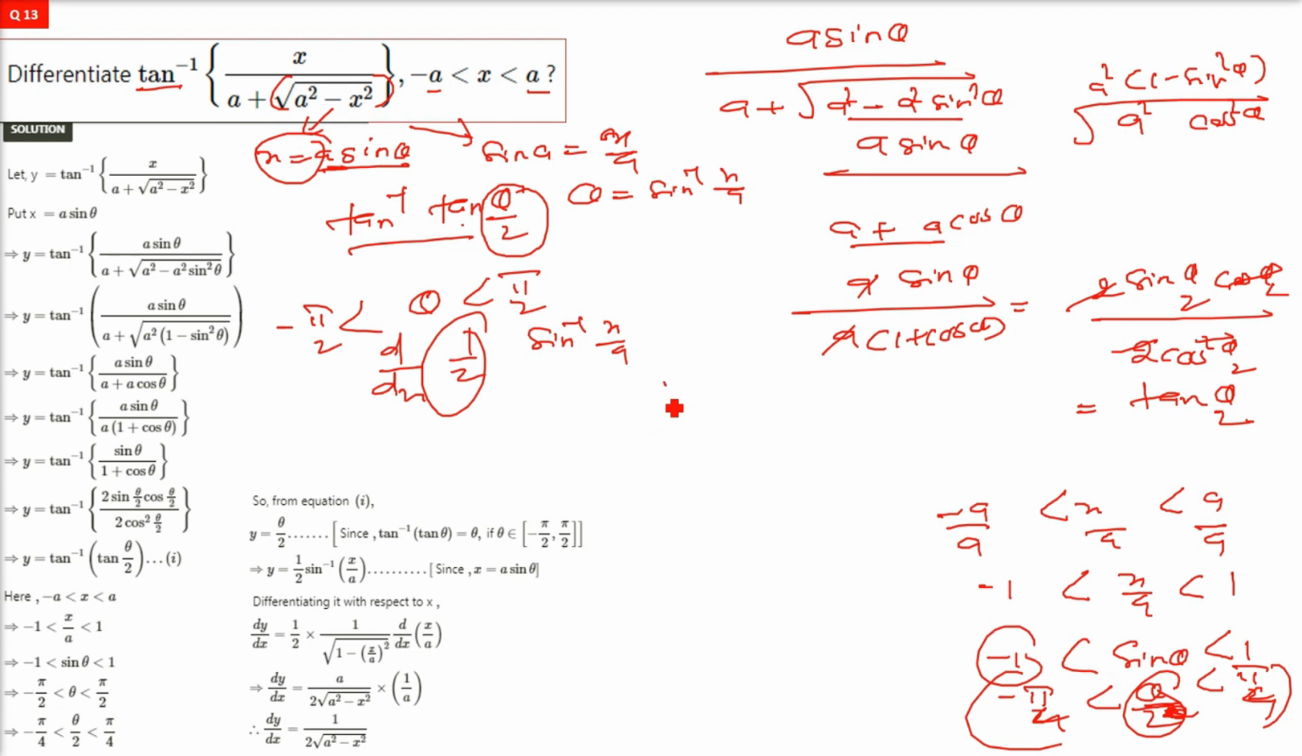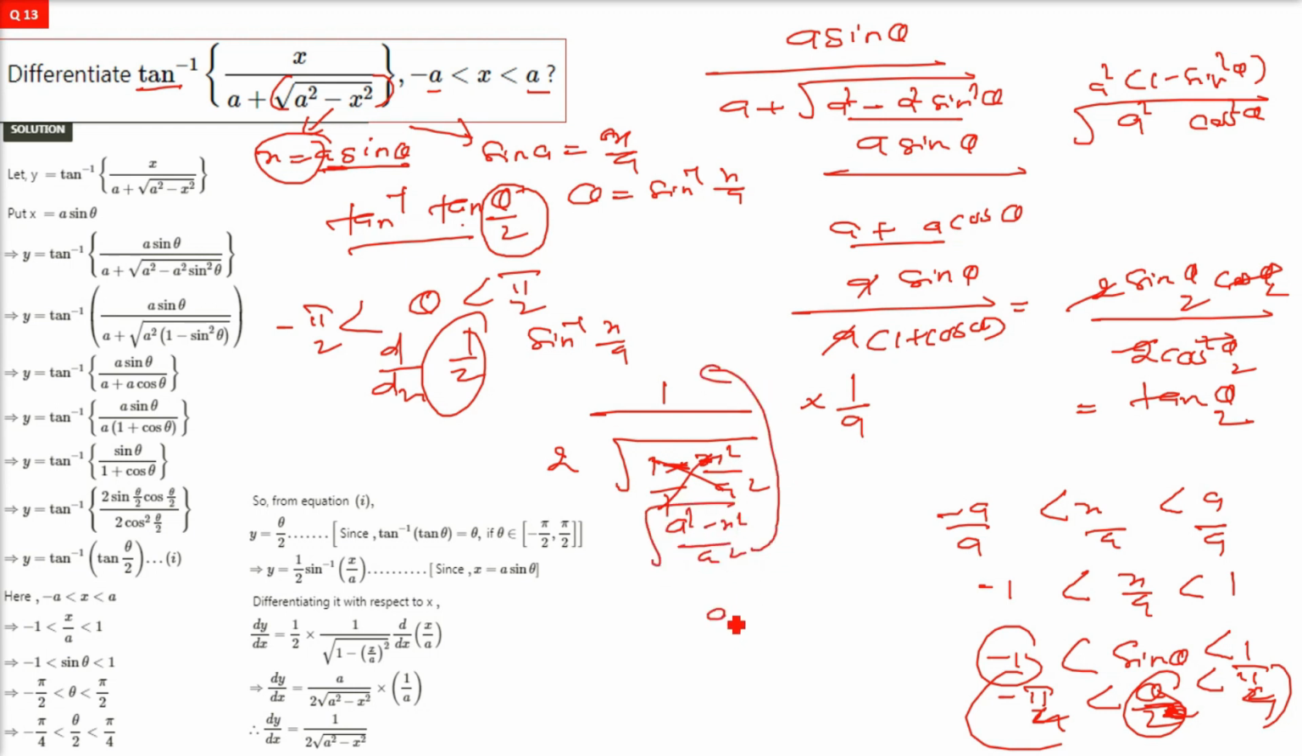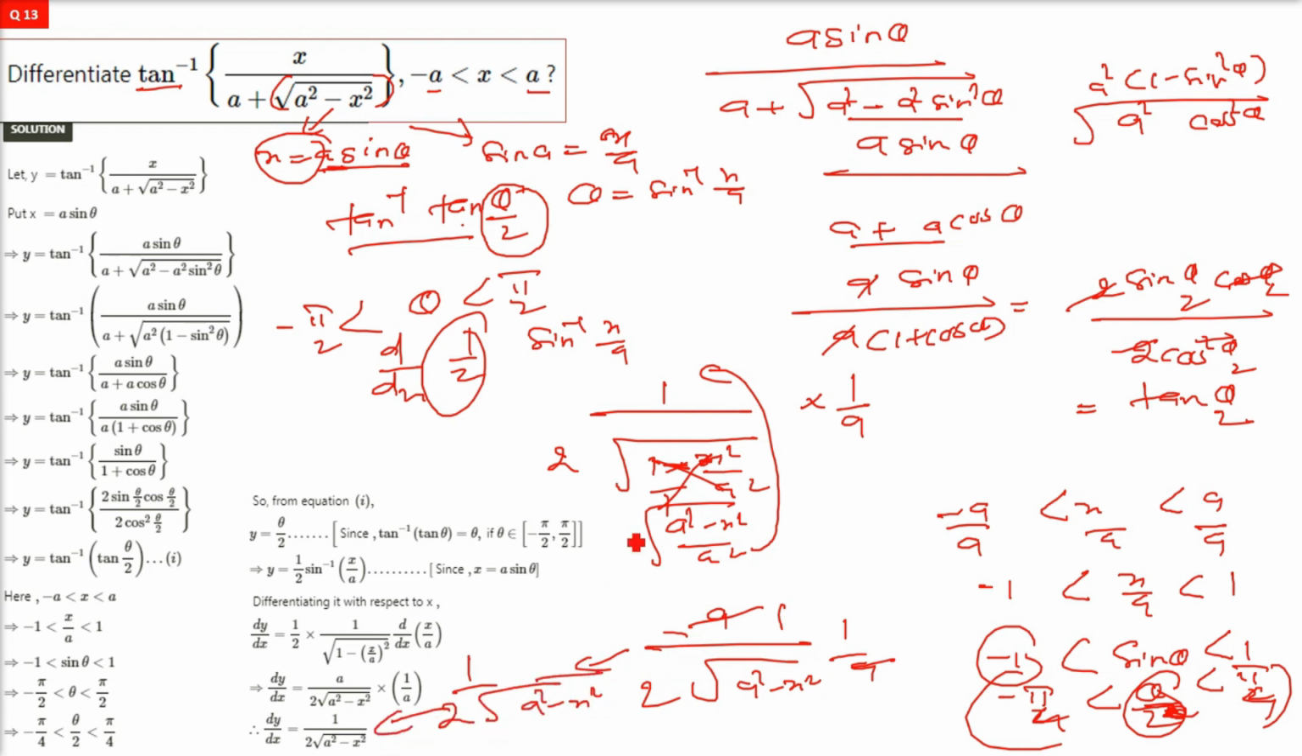Sine inverse x by a will be 1 by under root 1 minus x square by a square. So this denominator will be under root a square minus x square by a square, and differentiation of x by a is of course 1 by a. So under root a square goes up, a will come out, under root a square minus x square in the denominator, 1 by a is there, 1 by 2, a gets cancelled, 1 by twice of under root a square minus x square is your final differentiation. Alright.